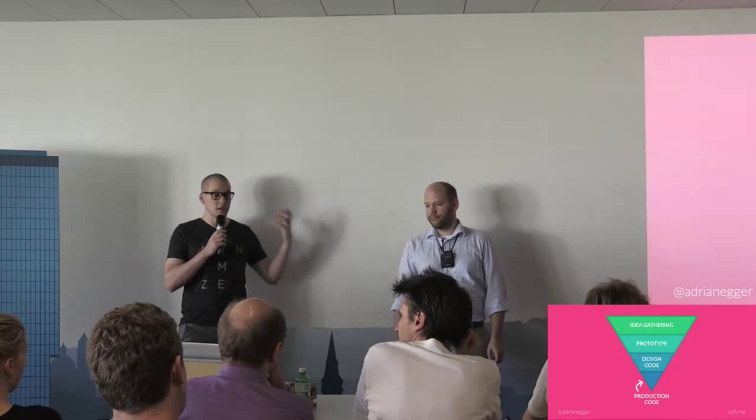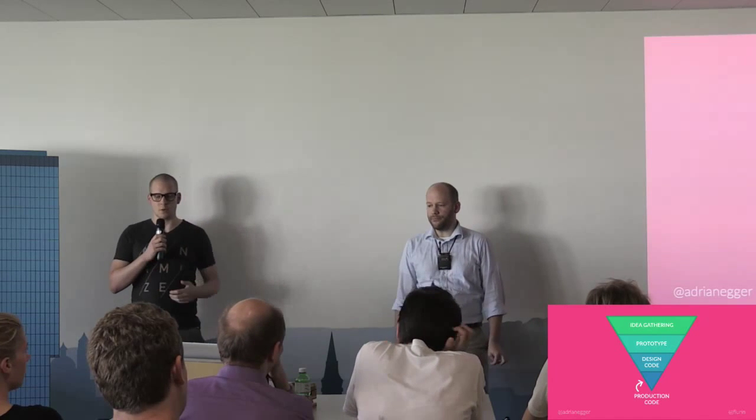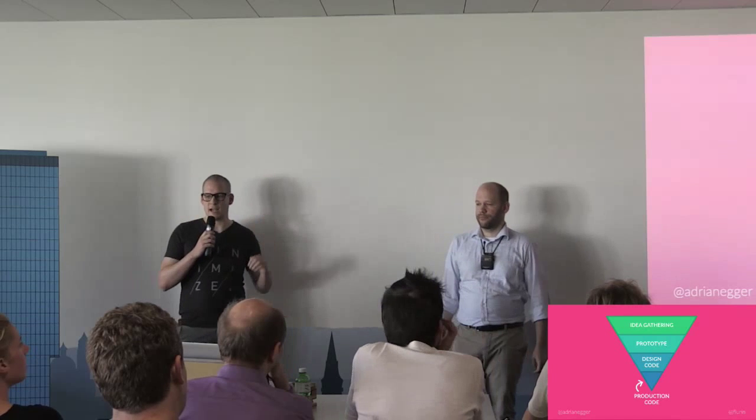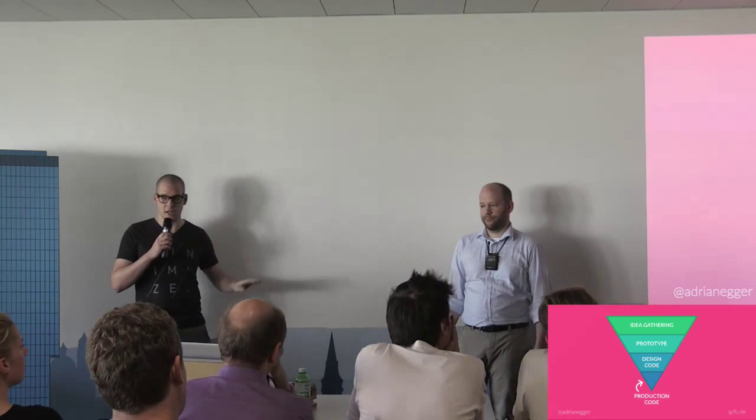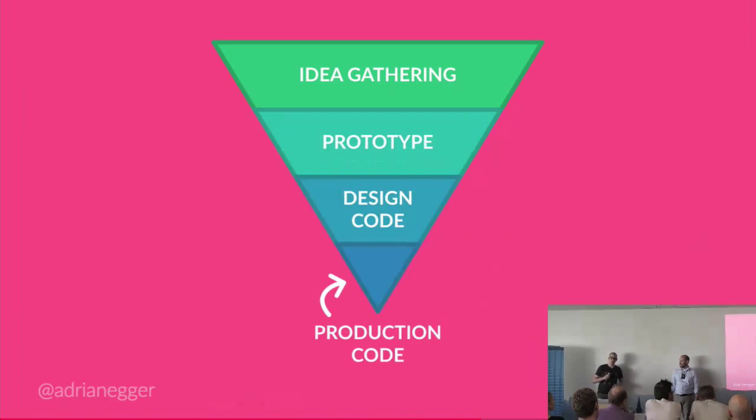And so this is the model that we are currently using. So basically from the top down, we start with idea gathering, then we make prototypes, we create design code, production code, we ship it, and then forget about it. Now these look like they are segmented and they're hard lines, but there will be some fluidity and overlap in these, and there will be some back and forthing too.